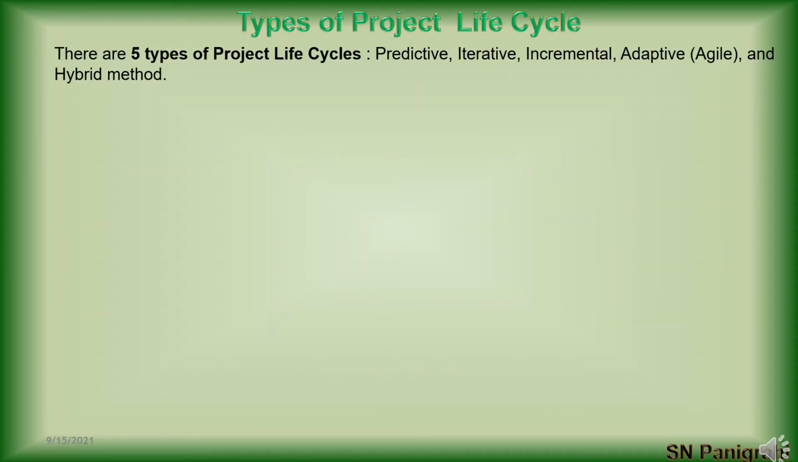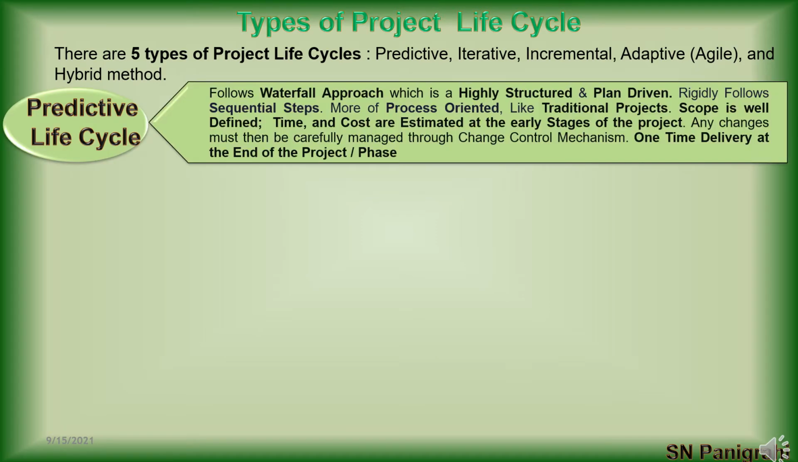Types of project life cycles. There are 5 types of project life cycles: predictive, iterative, incremental, adaptive or agile, and hybrid method. Predictive life cycle follows waterfall approach, which is highly structured and plan-driven. Rigidly follows sequential steps, more process-oriented, traditional projects. Scope is well-defined, time and cost are estimated at the early stages of the project. Any changes must then be carefully managed through change control mechanism. One-time delivery at the end of the project or phase.